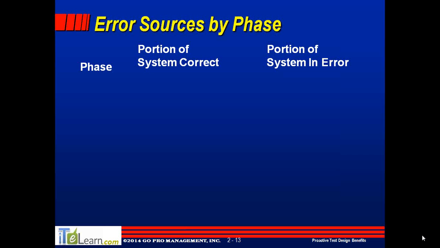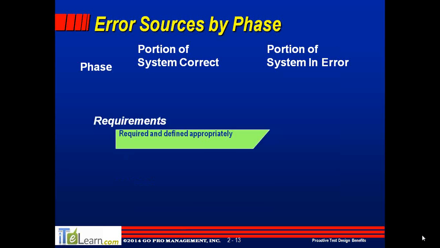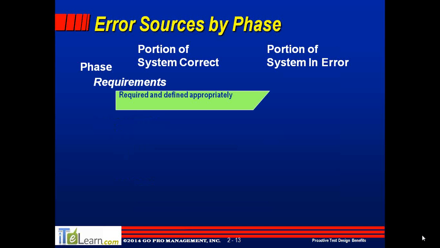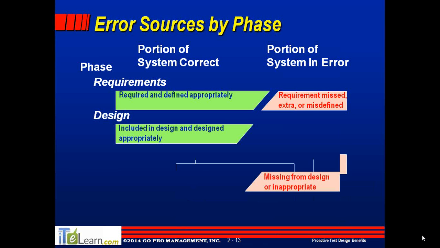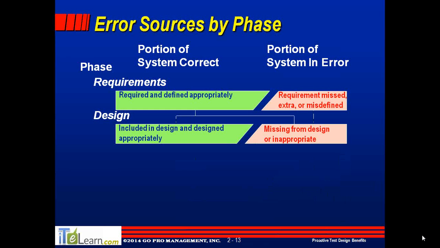Now let's look from a different standpoint at what happens when we develop systems. We start by defining requirements. Some of those are required and defined appropriately, and some of them are in error. Things could be extra, they could be left out, they could be misdefined. When we go from requirements to design, that's a translation process. Some of those appropriate requirements are translated into an appropriate design, and some of them are lost in translation. I'm sure that many of you are familiar with the concept of losing meaning when you translate from one language to another.